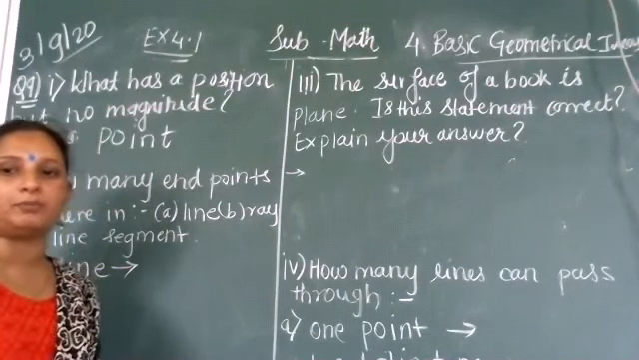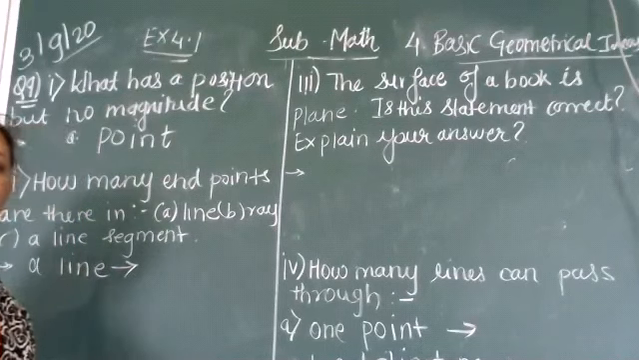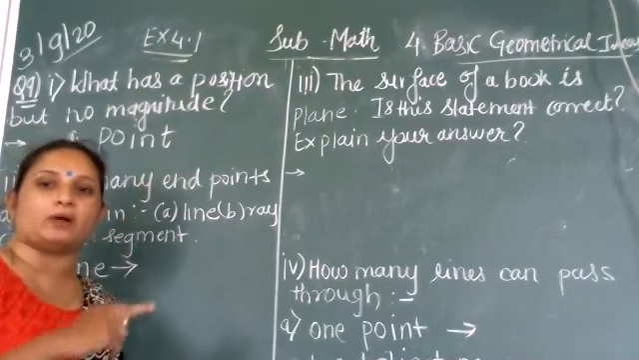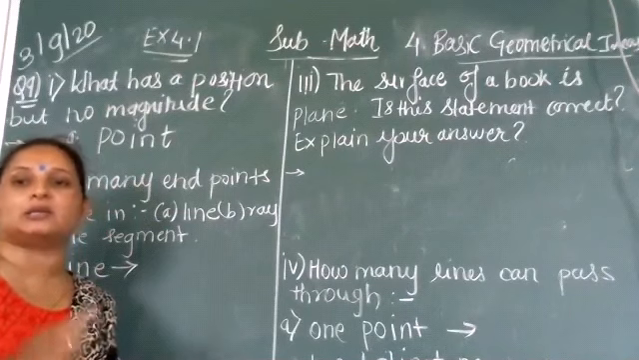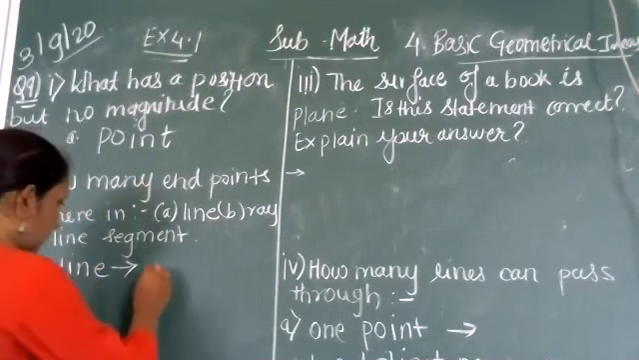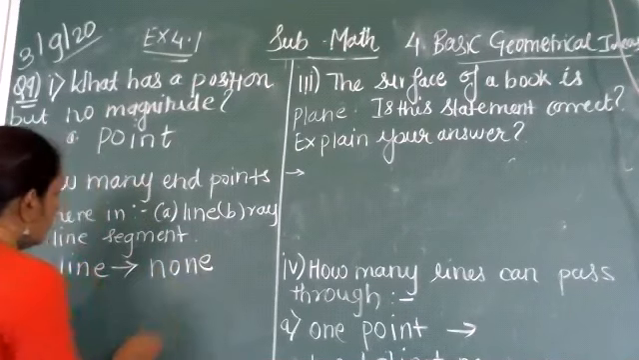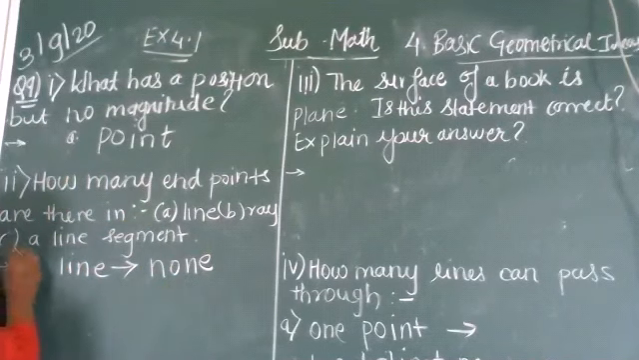We don't have any endpoint. Only a line, denoted with arrow marks on both sides, moves endlessly in both directions. So my answer here is none. Now, the same way for the second one.